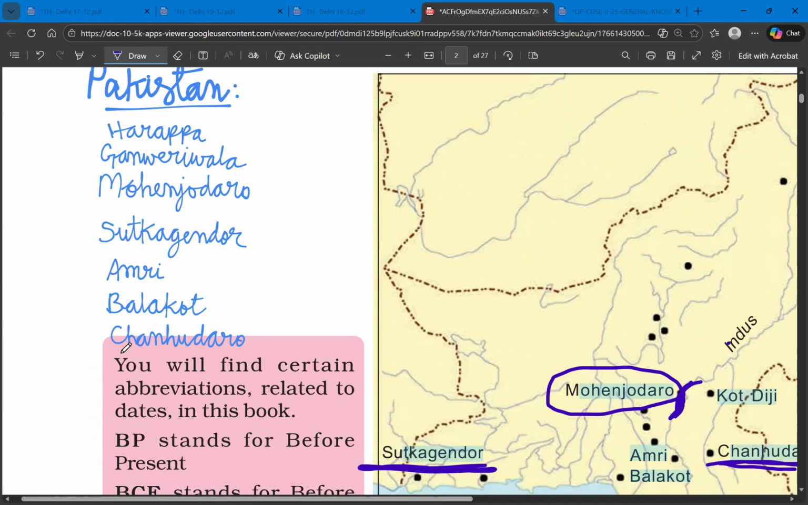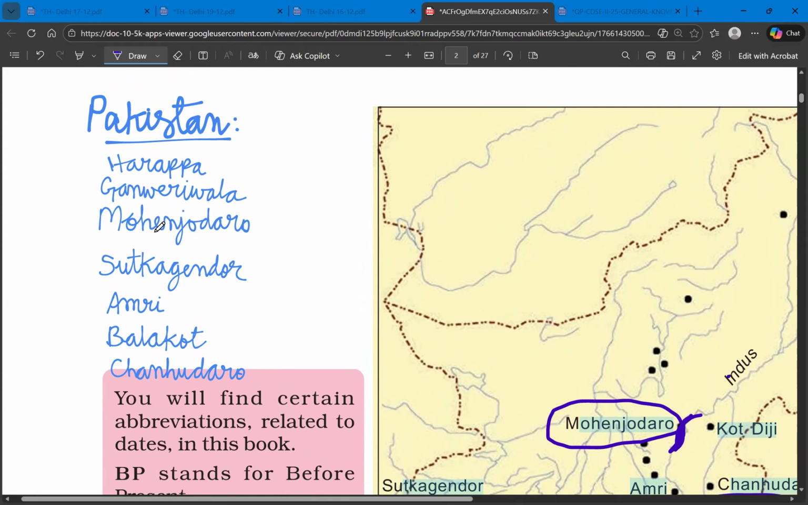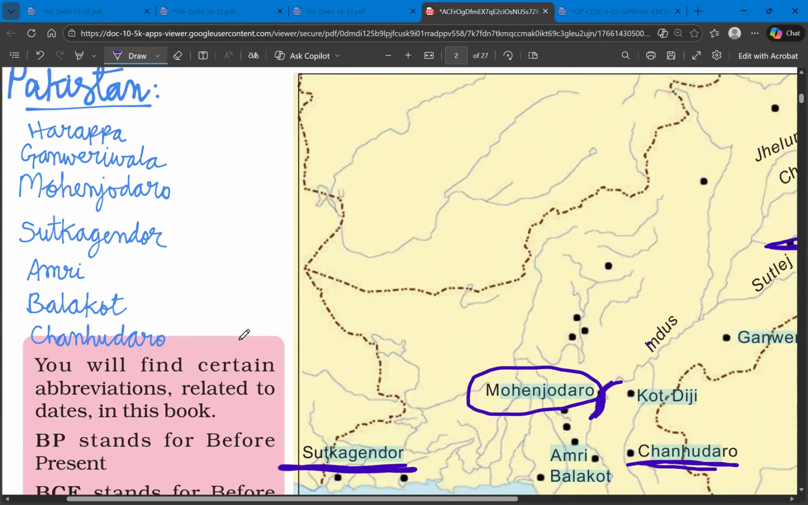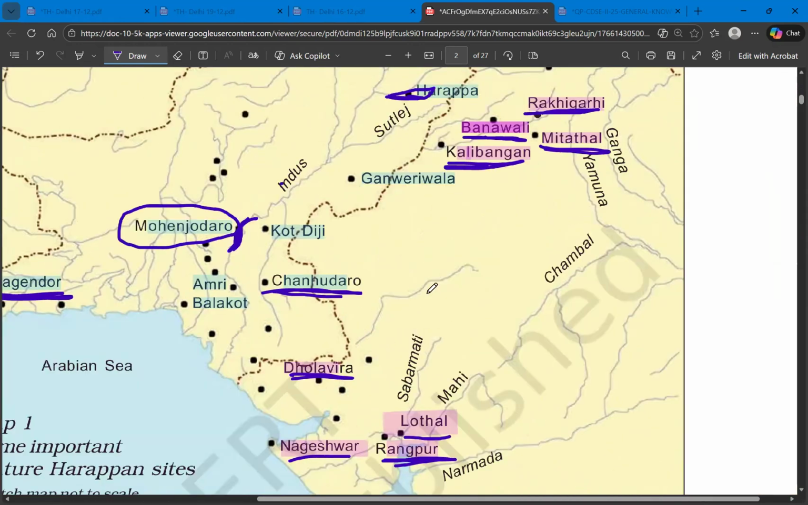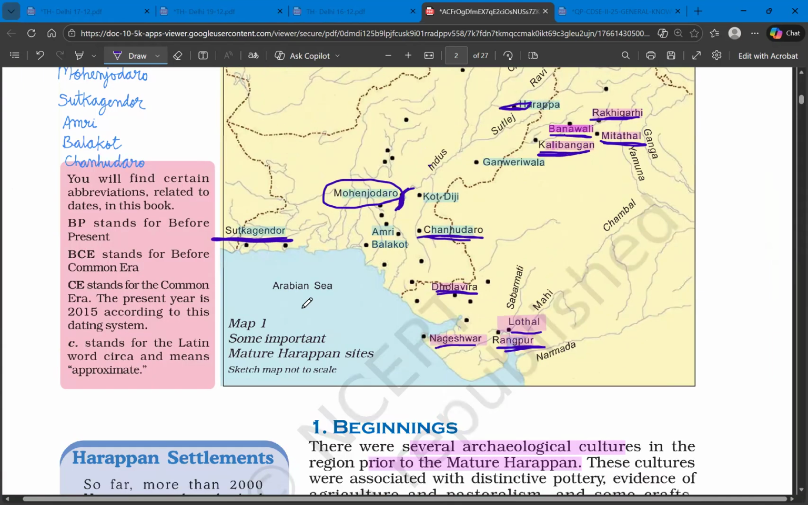And the next one is Chanudaro. So Harappa, Mohenjo-daro, and Balakot we remember already. And the next four are Ganveriwala, Sutka Gendor, Amri, and Chanudaro. So these are the sites in Pakistan, and the other important sites are in India. Now let's move to the next topic.